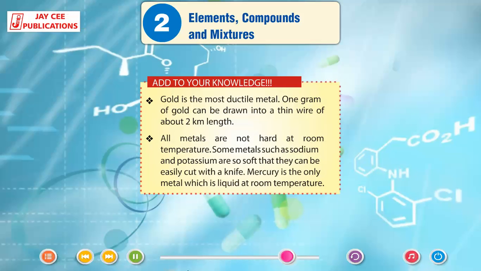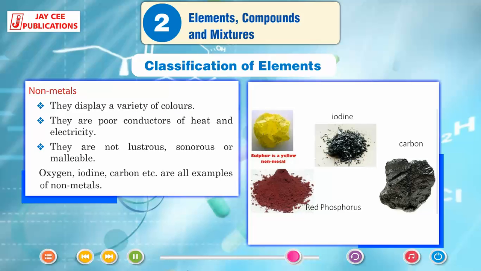Add to your knowledge. Gold is the most ductile metal. 1 gram of gold can be drawn into a thin wire of about 2 km length. All metals are not hard at room temperature. Some metals such as sodium and potassium are so soft that they can be easily cut with a knife. Mercury is the only metal which is liquid at room temperature.